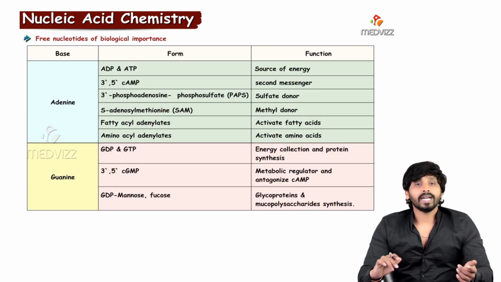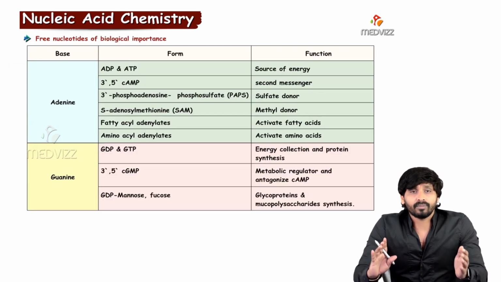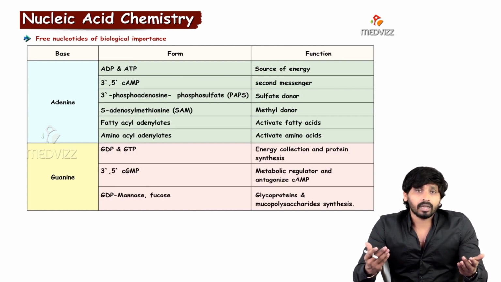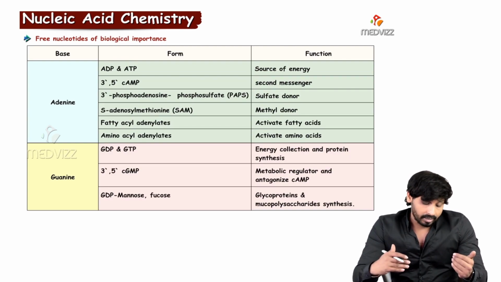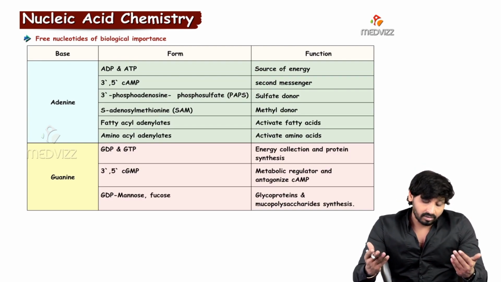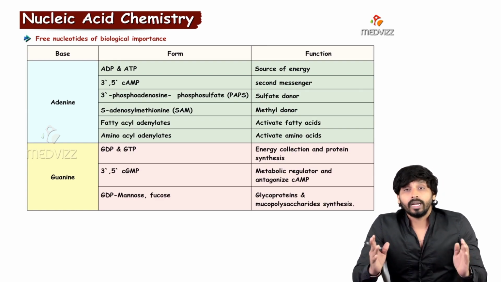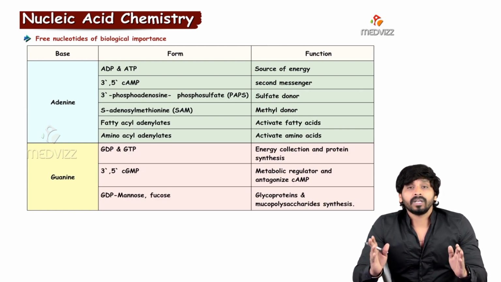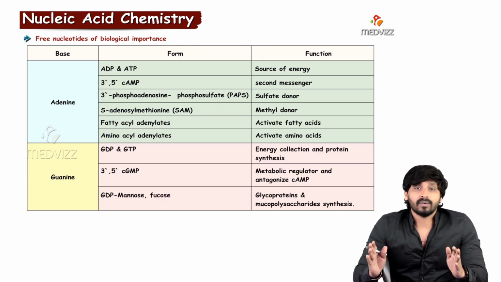And free nucleotides of biological importance. Free adenine can form ADP and ATP, which are a source of energy. And cyclic AMP acts as a second messenger. Then there is 3-phosphoadenosine 5-phosphosulfate, PAPS, in the body. PAPS full form is phosphoadenosine phosphosulfate.